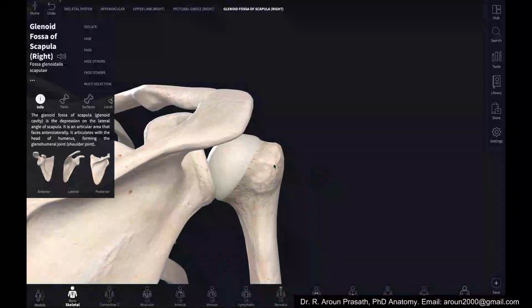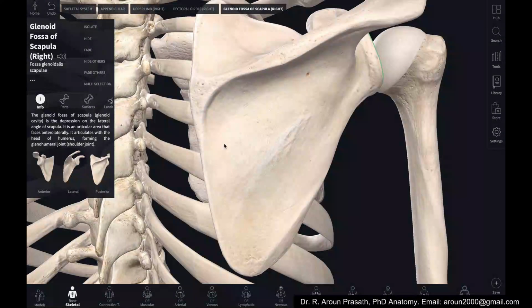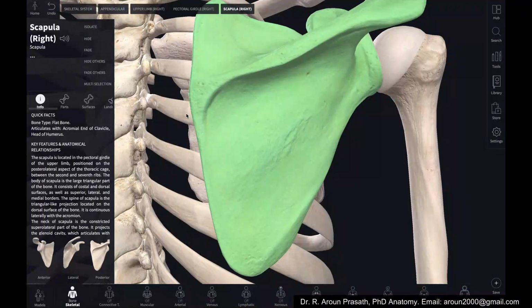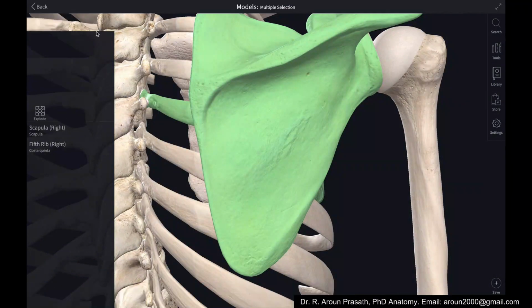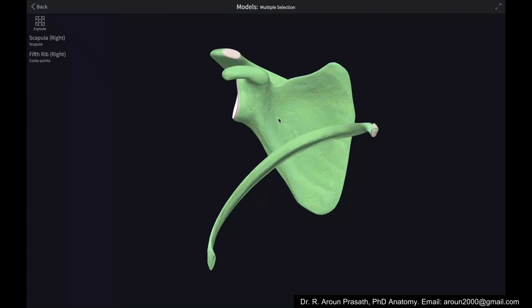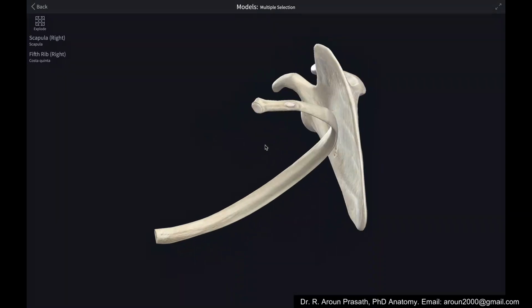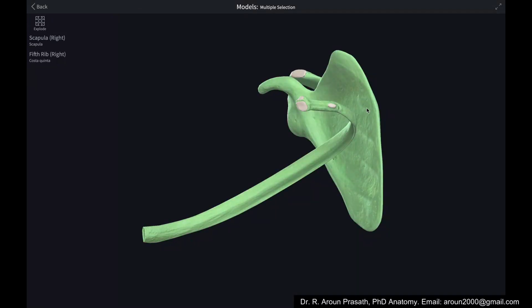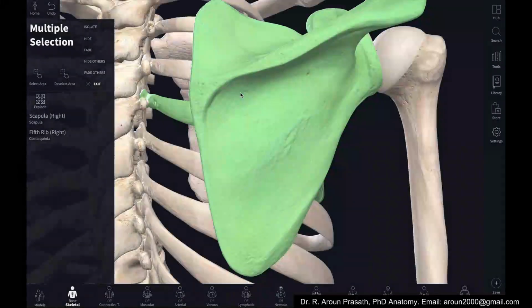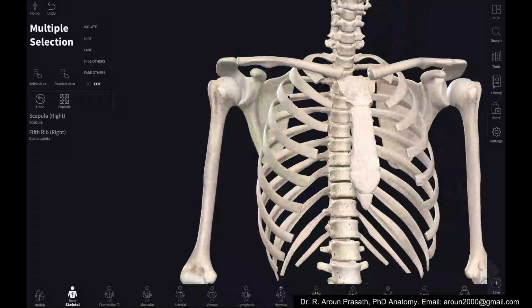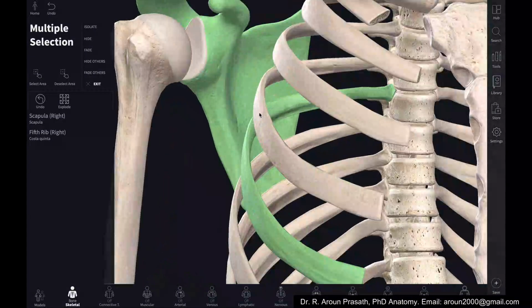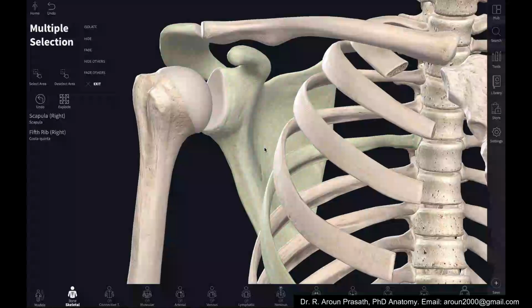And moreover, this is the scapula, and this is the ribs. During movement, there is articulation taking place between the scapula and the ribs, the thoracic cage. So that's why you call it the scapulothoracic joint. This joint is highly complicated.